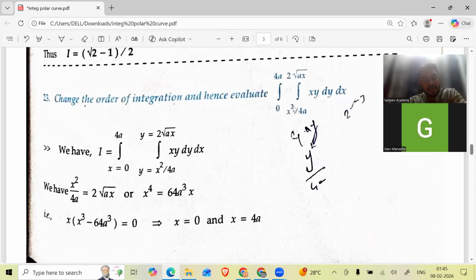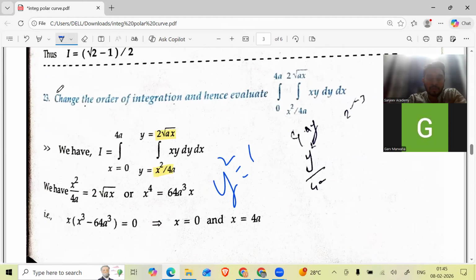Here you can see the y value, which is the missing term in this question. You have to zoom in and then only you'll come to know. You can see the two things which I have marked, right? X square by 4a and y is equal to root x. So square on both sides because we are not comfortable with the root. So y square is equal to 4ax. And x square is equal to 4ay.